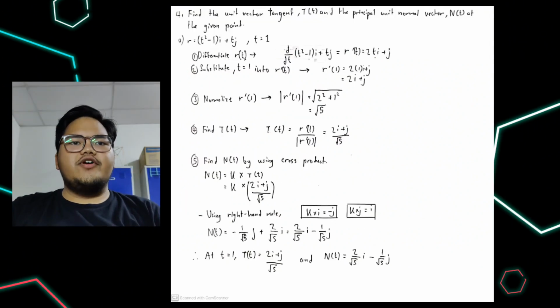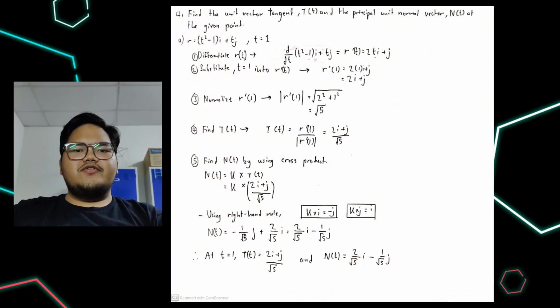For question 4a, first I differentiate r(t), then I substitute 1 into the derivative r'(t), then normalize it. Then I find T, which is the tangent vector. Last, I find N(t), which is the unit normal vector, by using cross product and the right hand rule. So the conclusion for question 4a, at t equal to 1, the tangent vector is 2i plus j over square root 5 and the unit normal vector is 2 over square root 5 i minus 1 over square root 5 j.